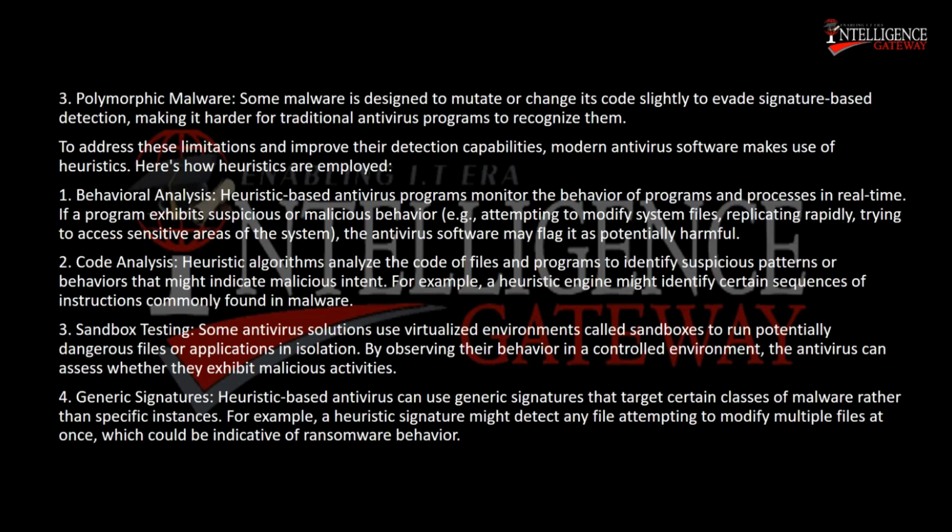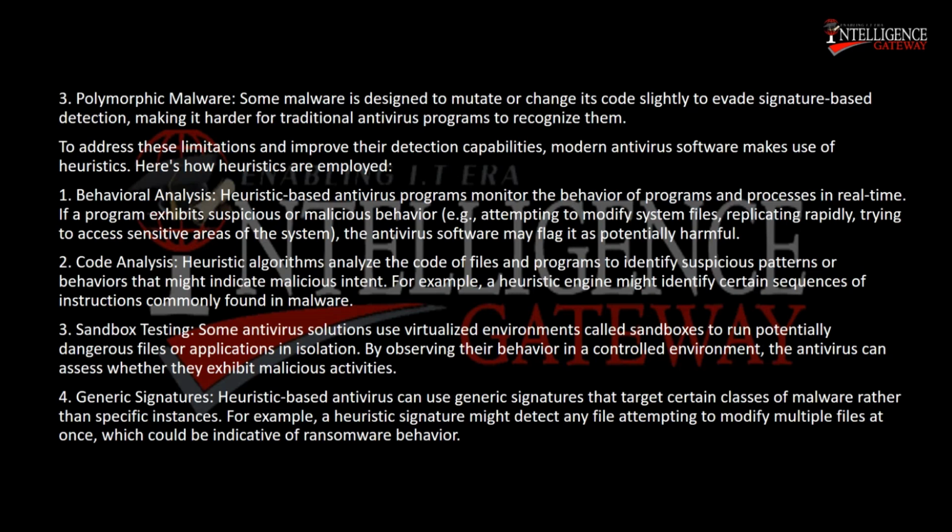Code analysis. Heuristic algorithms analyze the code of files and programs to identify suspicious patterns or behaviors that might indicate malicious intent. For example, a heuristic engine might identify certain sequences of instructions commonly found in malware. Sandbox testing. Some antivirus solutions use virtualized environments called sandboxes to run potentially dangerous files or applications in isolation. By observing their behavior in a controlled environment, the antivirus can assess whether they exhibit malicious activities.